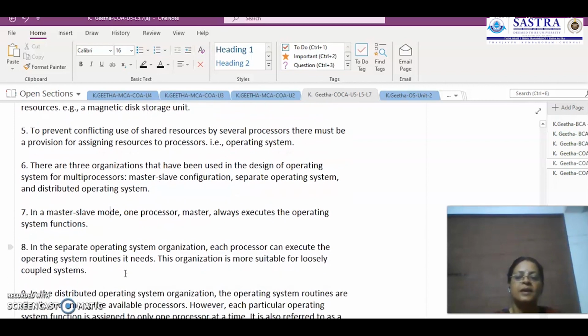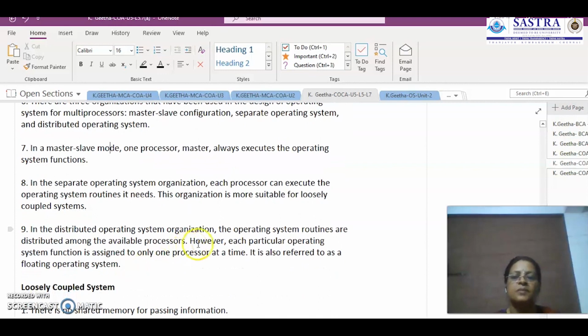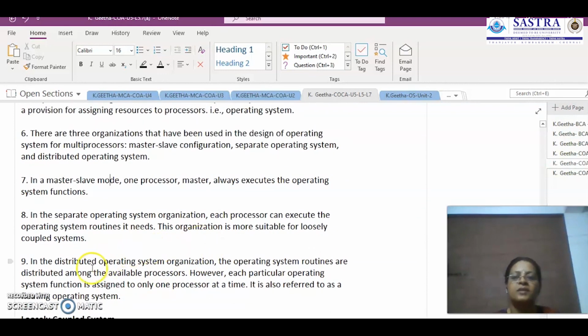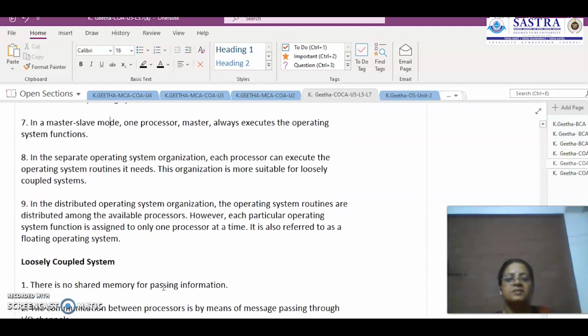And if it is going to be dedicated separate processor system organization, each processor can execute the operating system routine whatever it requires. And in the case of distributed operating system organization, the operating system routines are distributed among the available processors, however each particular operating system function is assigned only to one processor at a time, and hence it is always referred as floating operating system.